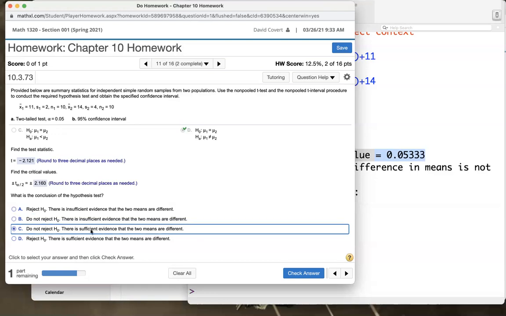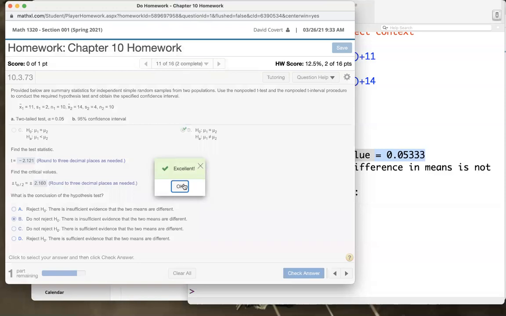So the point here is that B and D are the only reasonable answers. You can either reject because there's sufficient evidence, or you don't reject because there's not sufficient evidence. So in this case, A and C are nonsense. That's never the answer. Whenever you don't reject, it's because there's not enough evidence. Okay, does that make sense? At least a little bit? Okay.